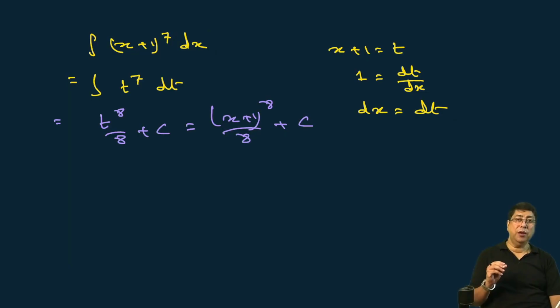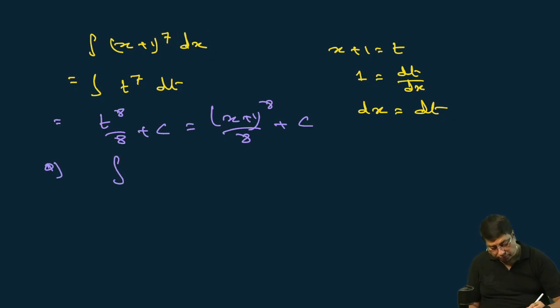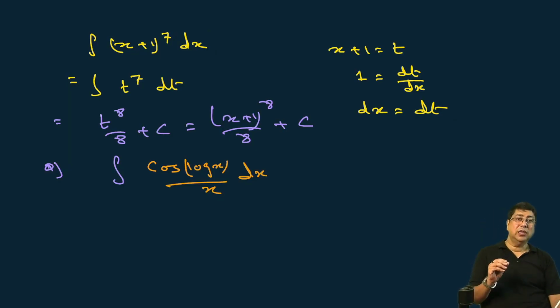So the most important part of the integral calculus is the substitution, and in entrance examinations difficult to difficult questions come based on this substitution method. Let's solve another question, number 2: integration of cos of log x by x dx. We have to search for the term whose derivative is present in the sum, and we'll take that as t, and replace its derivative by dt.